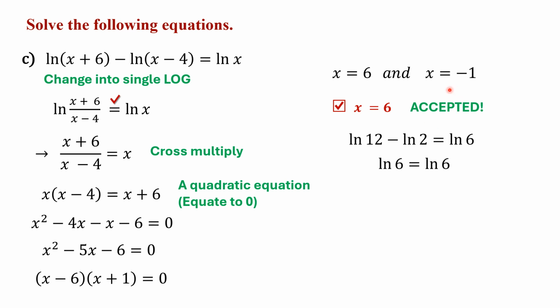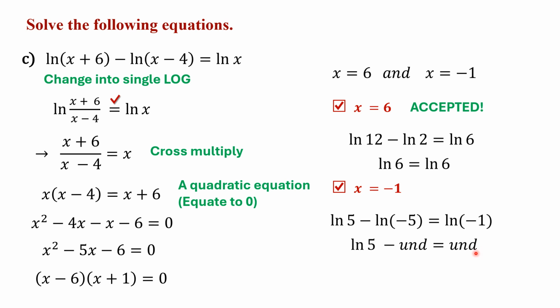And then for x equal to negative 1, let us substitute again this negative 1 in the given. So we will get ln of 5 minus ln of negative 5. As you can see here, the second term is undefined and the right side is also undefined. So it means we cannot prove that they are equal. So we can say that this negative 1 as the value of x, we have to reject as a solution.